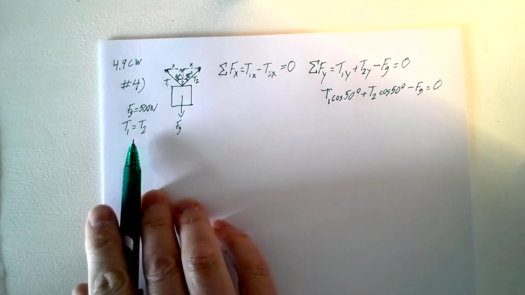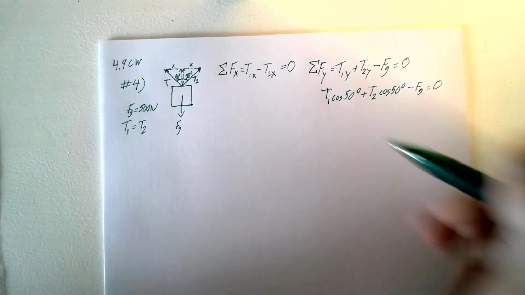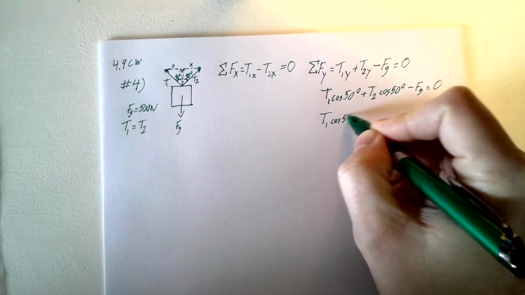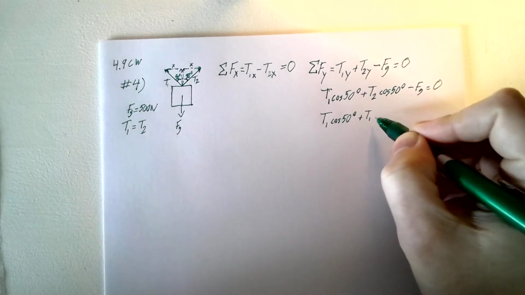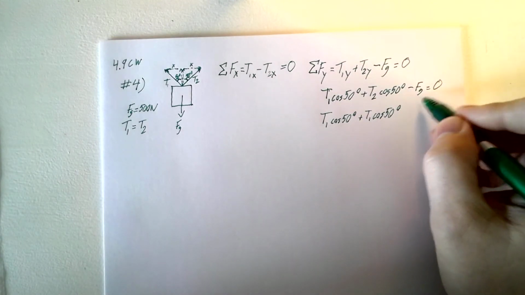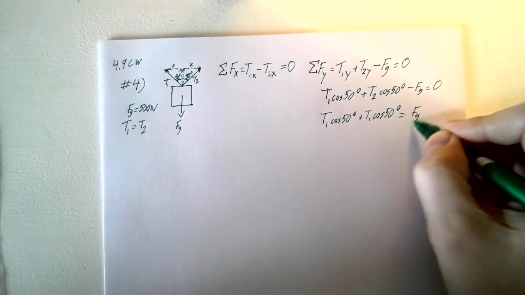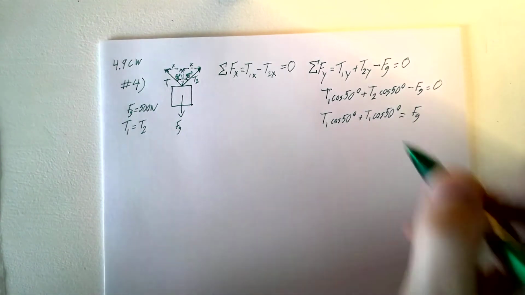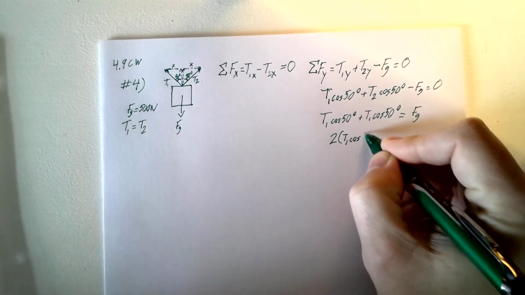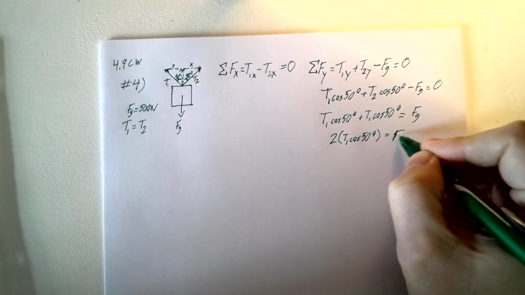Okay, we know from our given that T1 is equal to T2, so we're going to swap one of these out. And then if we do that, T1 cosine 50 degrees plus T1 cosine 50 degrees. I'm going to go ahead and move this to the other side of the equation, so add Fg to both sides. We get equals Fg. So if we add these two together, we get 2 times T1 cosine 50 degrees, and that equals our Fg.